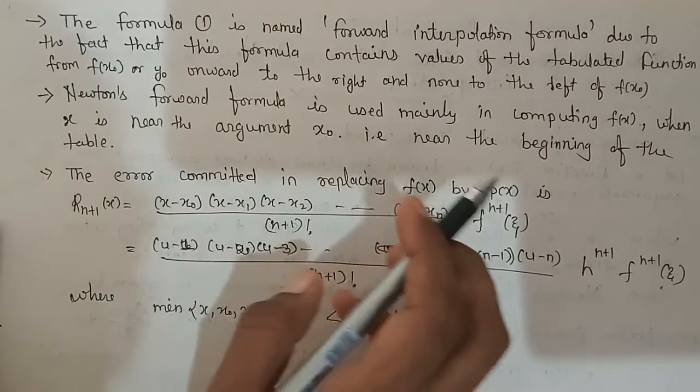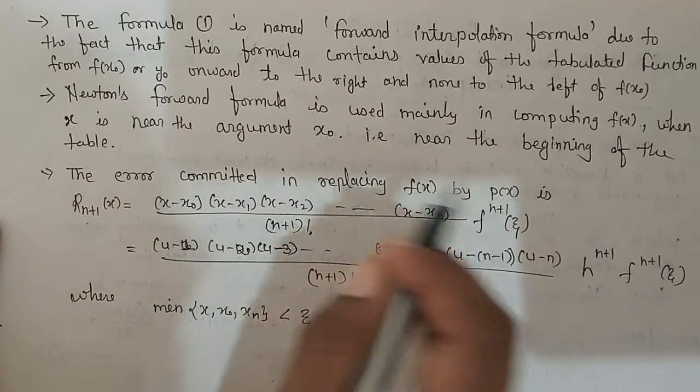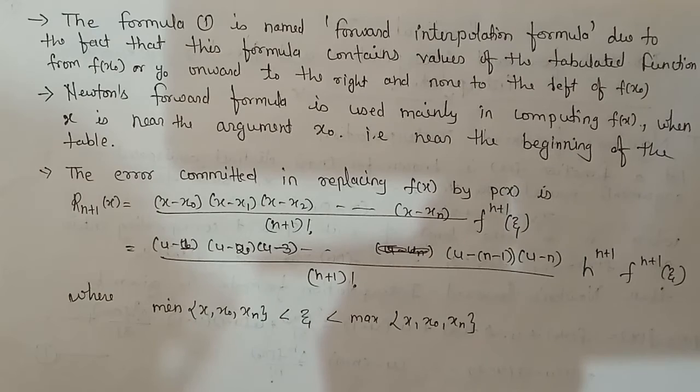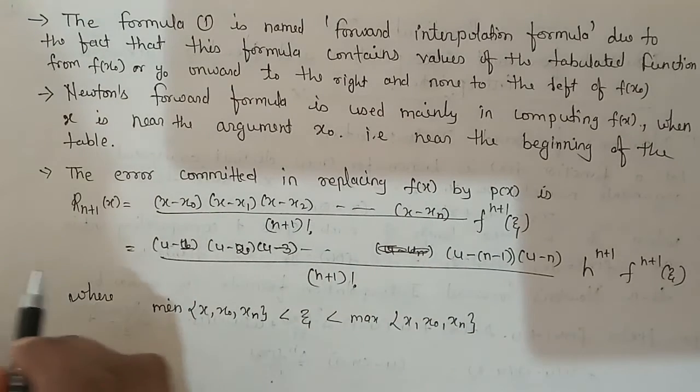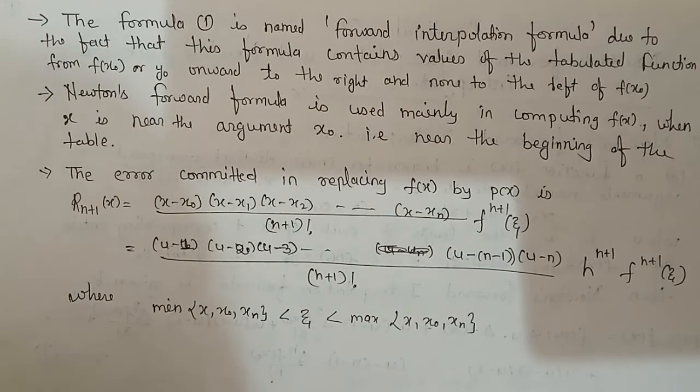So this was how we have to take the value, and how we will use Newton's forward interpolation formula and Newton's backward interpolation. So this is all about which formula is to be used. Now we have seen that we are estimating or approximating f(x) by p(x).